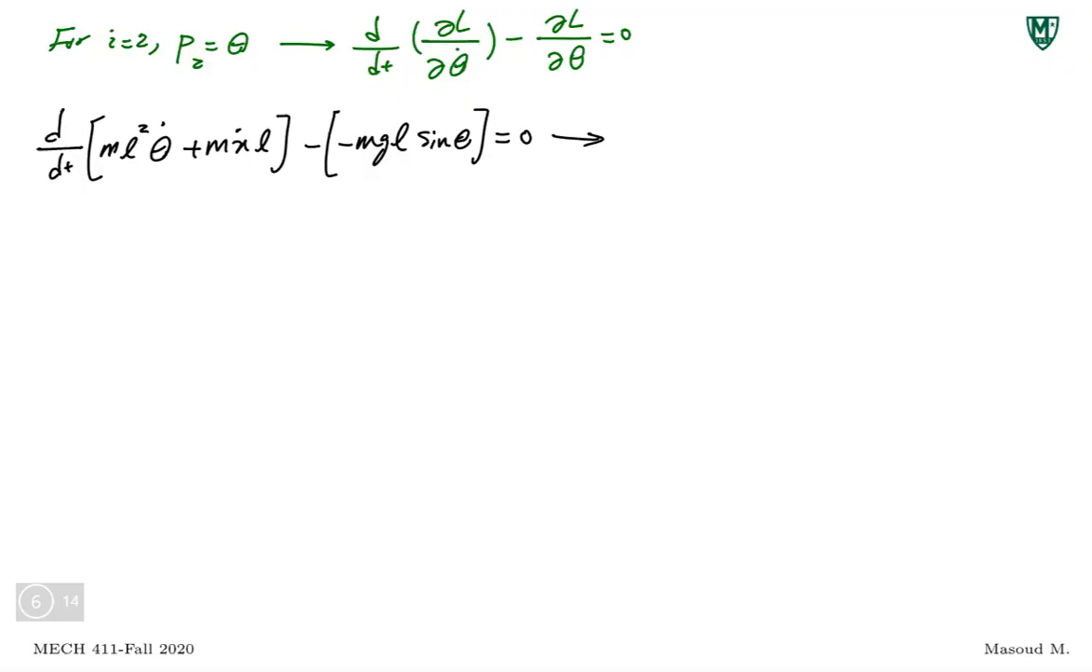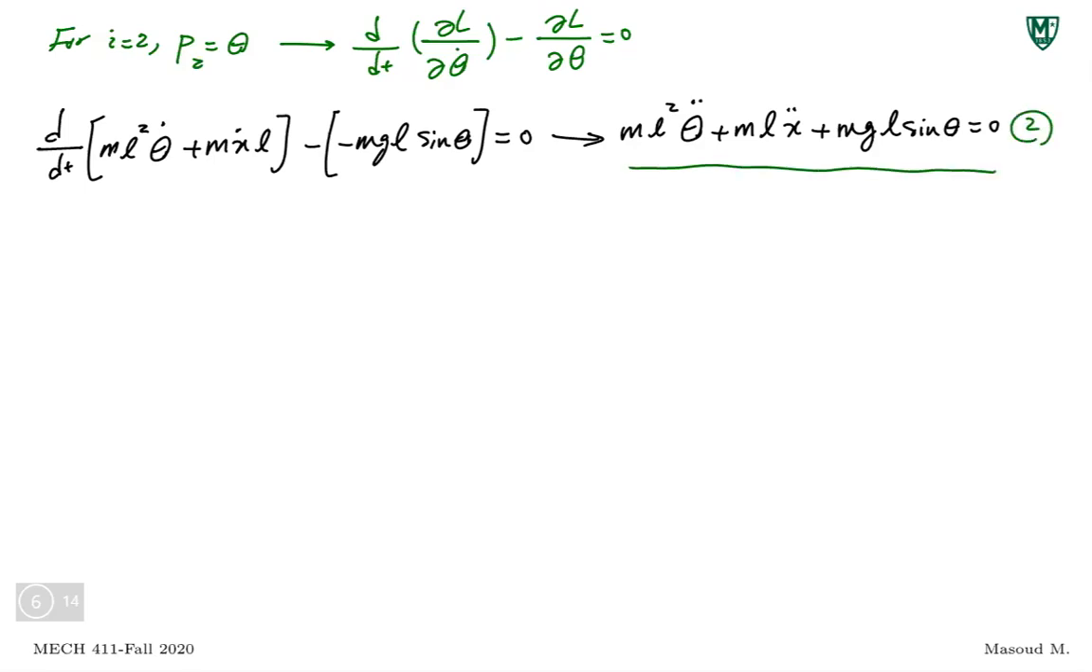So take the derivative with respect to time of what we got. Pretty straightforward. m l squared theta dot becomes theta double dot. m l x dot becomes x double dot, plus, there's nothing there, we just multiply the m g l negative sine theta is equal to 0. This is your second equation.